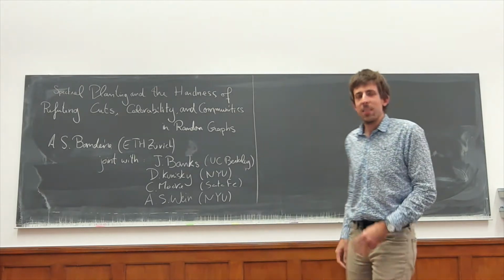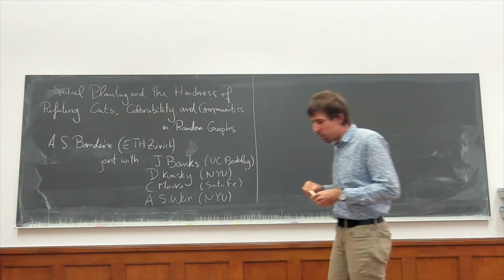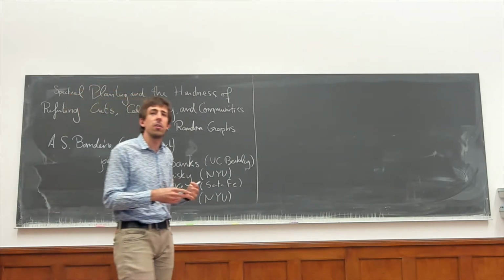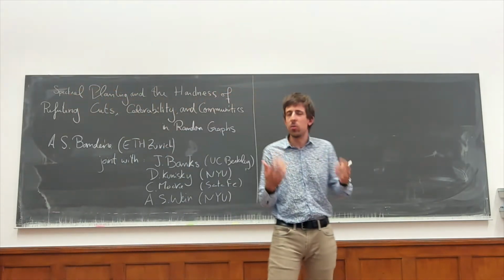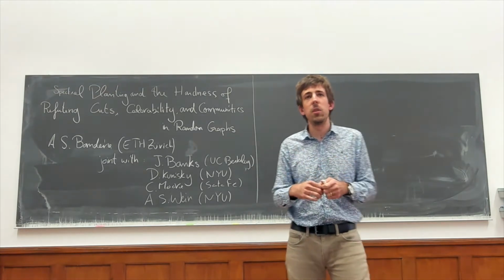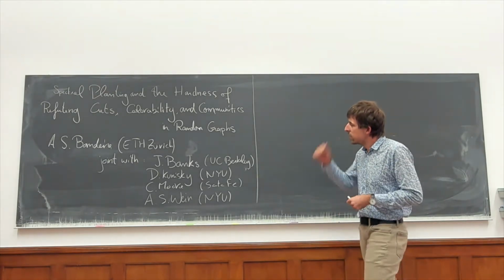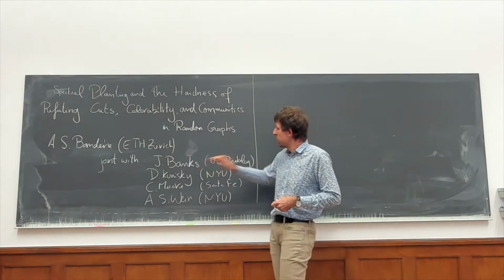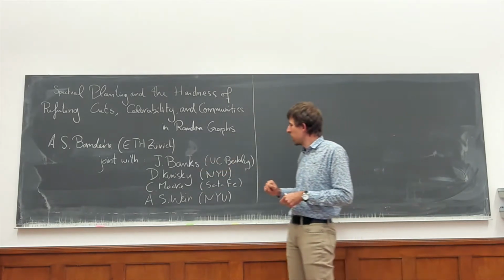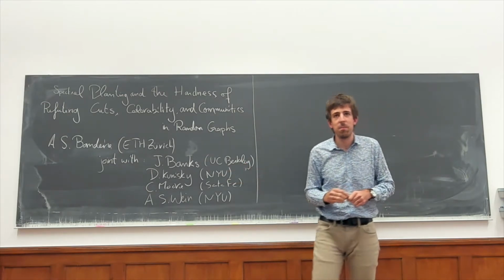Okay, so today I'm going to talk about quiet planting and the problem of refuting colorings, or lower bounds on the chromatic number in random d-regular graphs. This is joint work with Jess at Berkeley, Tim and Alex at NYU, and Chris in Santa Fe.